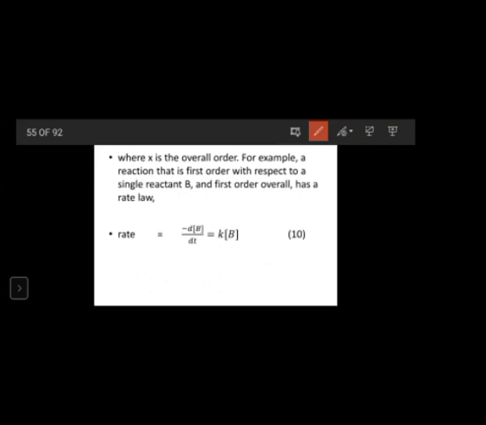Let's say mole per dm cube is the same thing as capital M. So let's say this is a second order reaction, second order with respect to B. You now put 2 here, raise B to the power 2. And I ask you to work out the unit of k. You come here and put mole per dm cube over time. Let's say time is second.